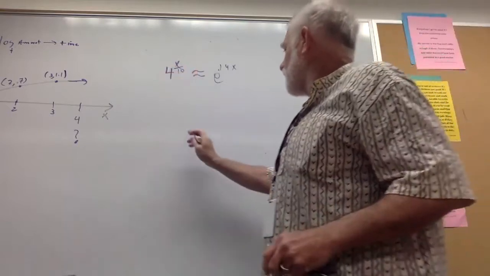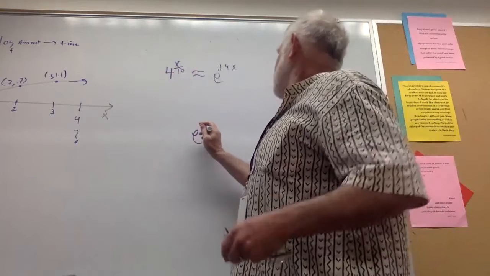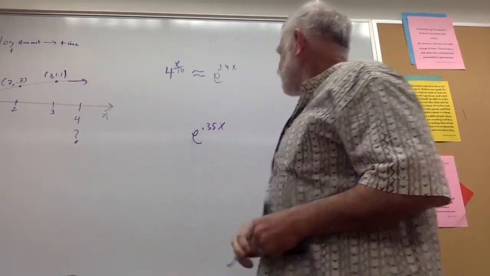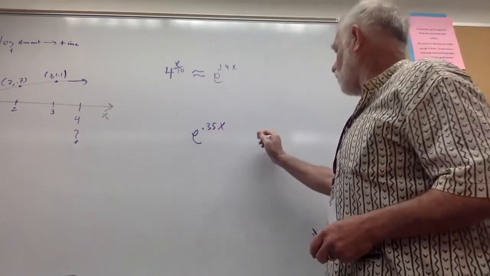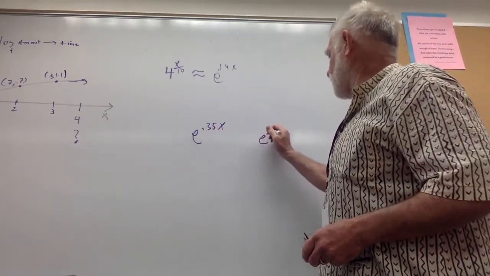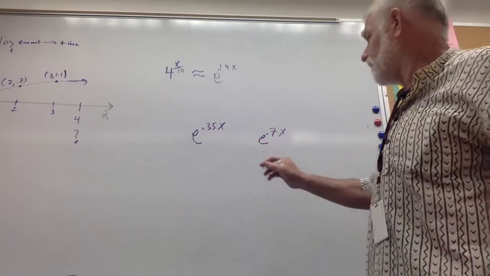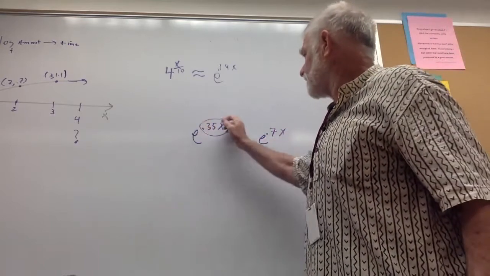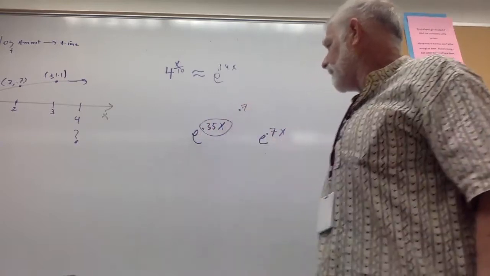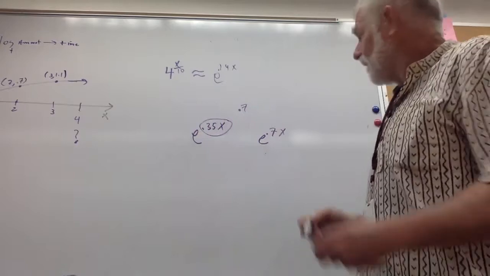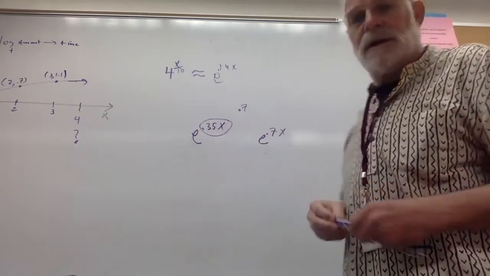Let's say that you've got e to the 0.35x, let's make it easy. Well, we know the doubling function is e to the 0.7x. So all you have to do is set this equal to 0.7, and so you're doubling every 2 years. There are lots of usages here, which we'll get to over here now.